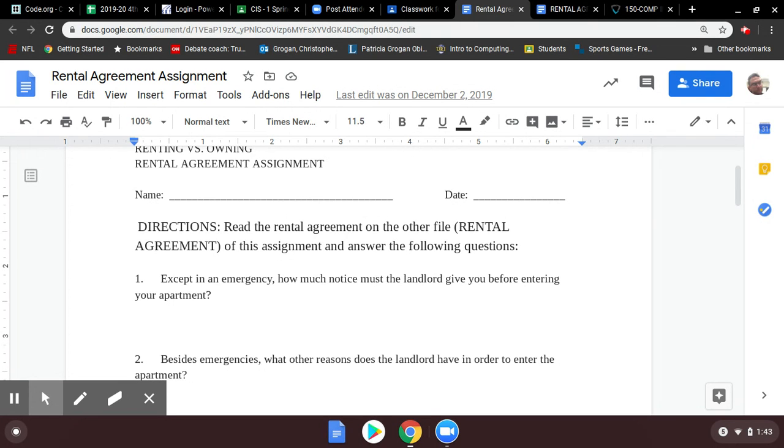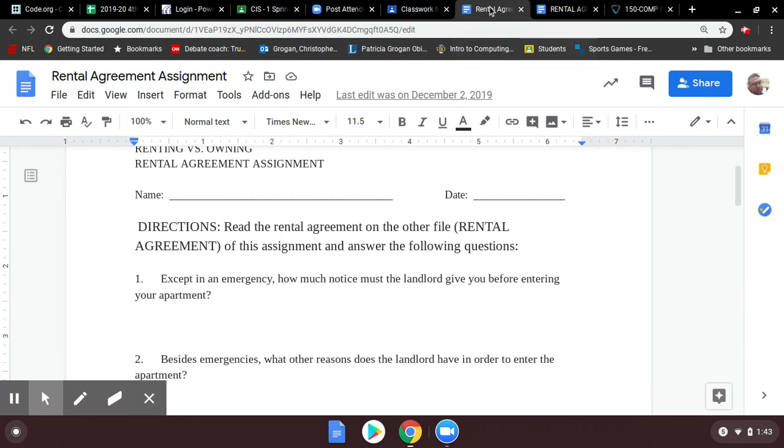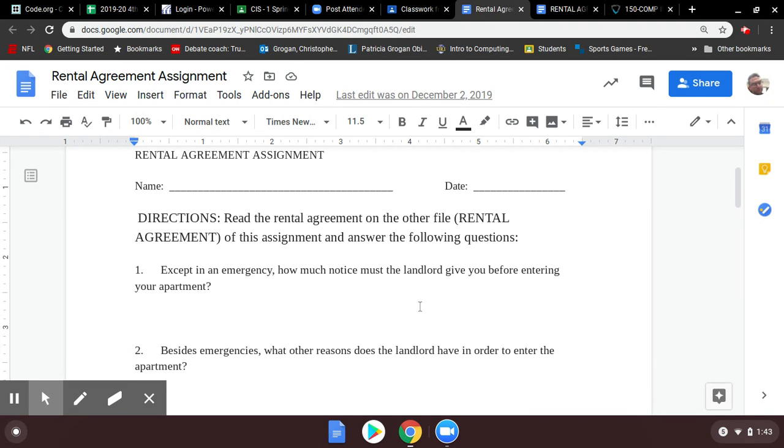You want to make sure you read through the fine print, and in regard to this assignment, you want to make sure that you read the rental agreement attachment. It's a sample one, and then answer the questions on the second attachment. You'll find the answers to all these questions in the sample rental agreement.